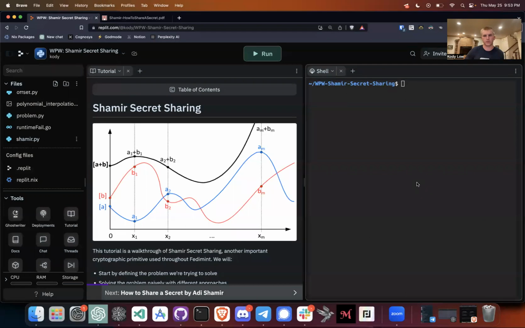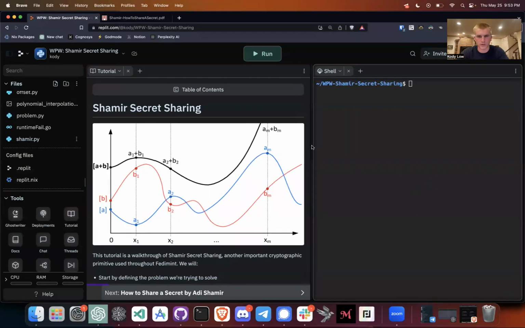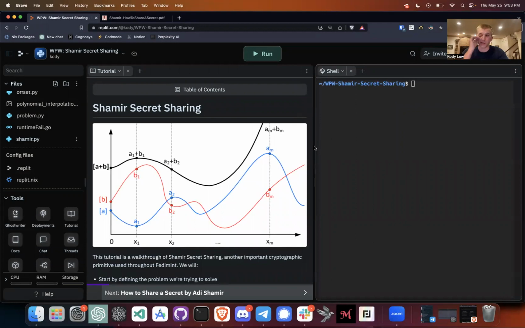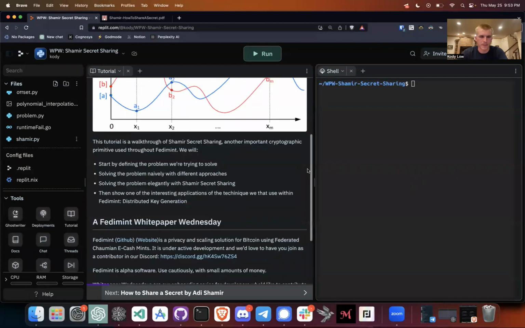I work on Fedimint, which is a federated Chaumian eCash mint on Bitcoin, and I'm the head of developer support at Fedi. This is one of our white paper Wednesdays that we do at Fedimint, our onboarding series for teaching people the cryptographic primitives, distributed systems, Bitcoin, and Lightning related things that they need to onboard and start contributing really successfully to Fedimint, right?